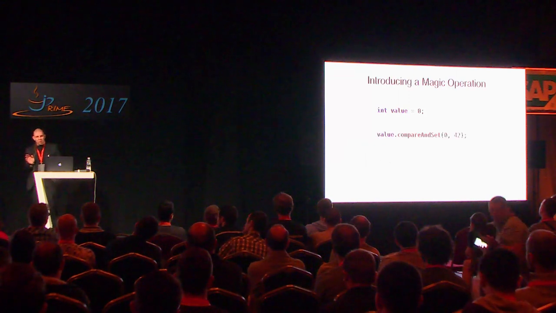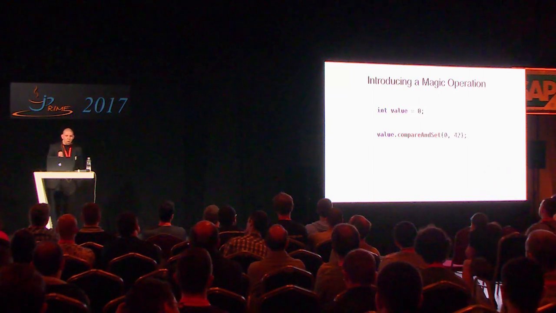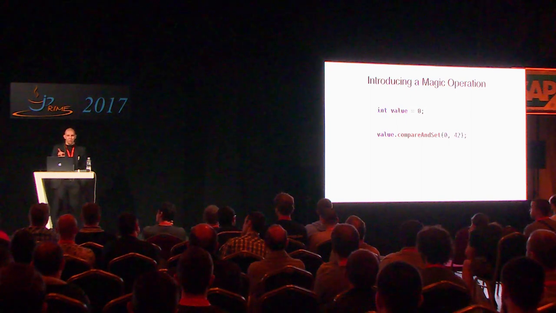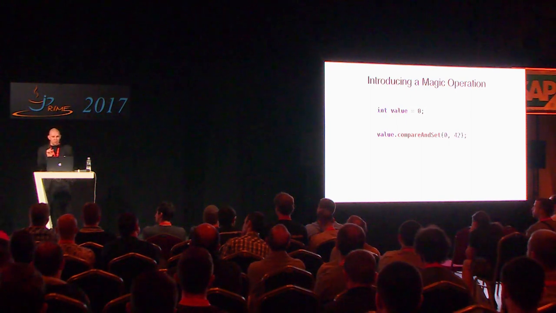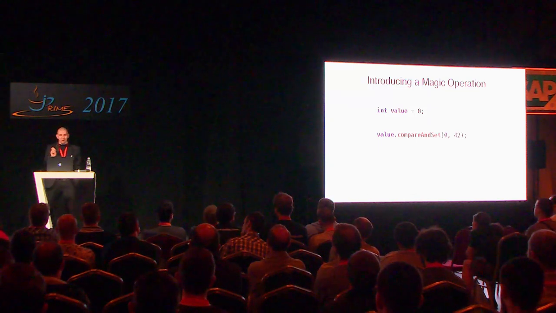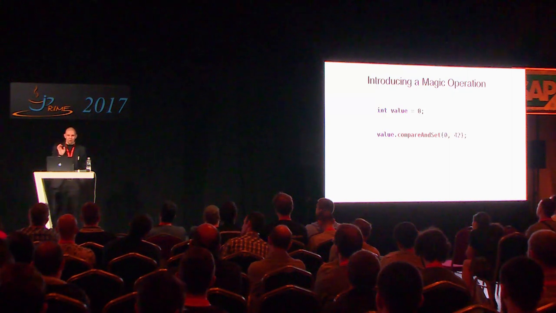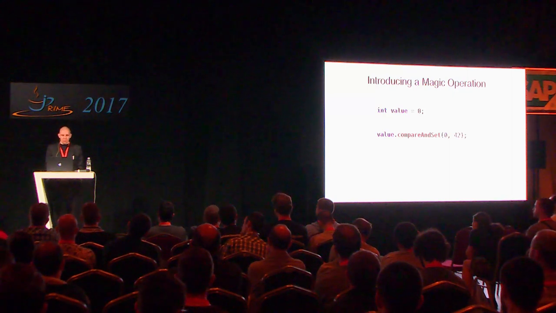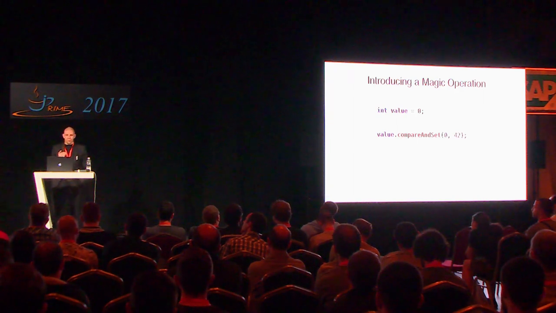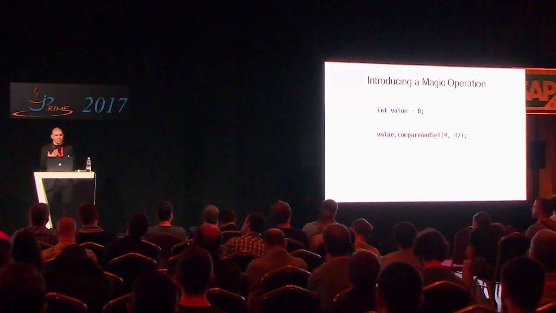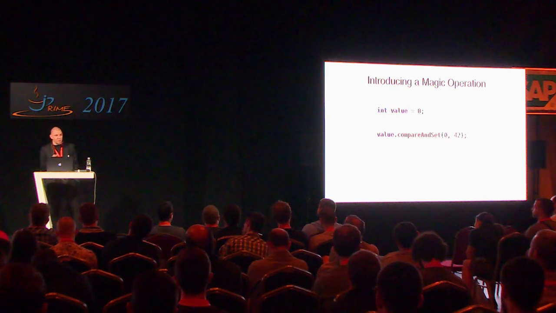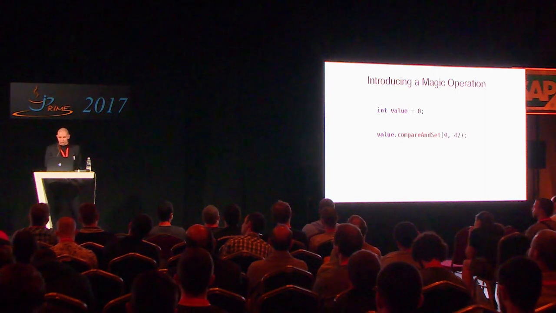But suppose that we have some magic operation that sets the second value if and only if the first value is equal to the first argument. So if you have null in the first argument, it sets your value to 42. If the value is different from zero, then this operation does nothing. That's a very interesting idea.